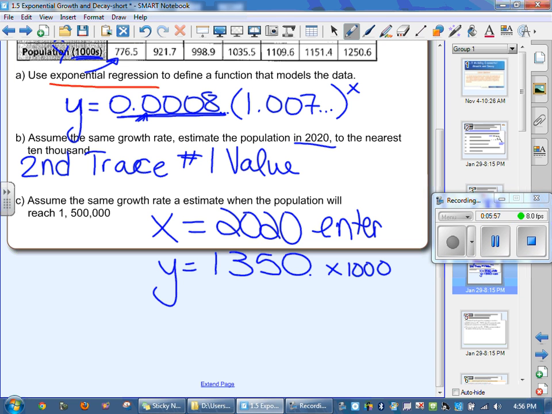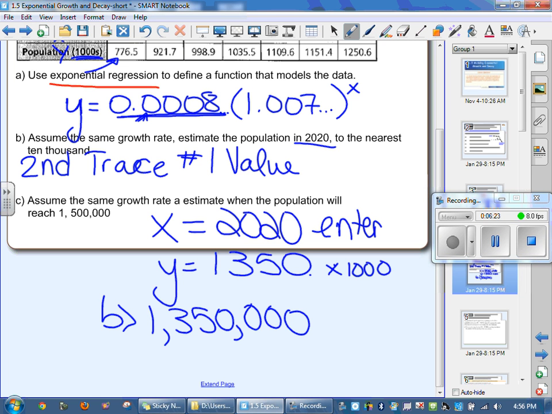So the actual population in letter B, so the answer for B, the actual population is going to be 1,350,000 people. Okay? So all we're doing is we're timesing by 1,000 so we can have our value in thousands. So we have a correct value for our population.